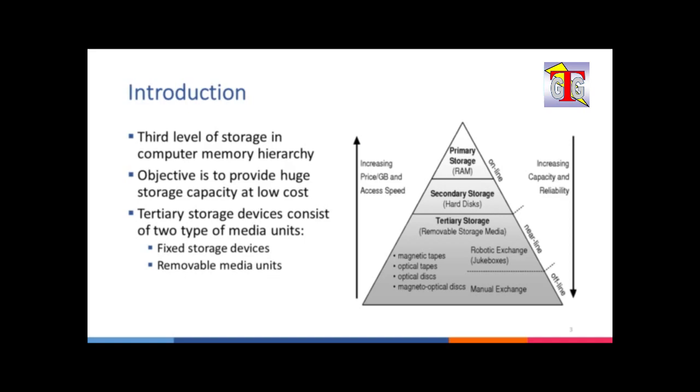First is the primary storage level, which consists of RAM, second is the secondary storage level, which consists of hard disk, and third is the tertiary storage level, which consists of removable storage media that is used for backup or archival purposes. In this presentation, our focus is on tertiary storage devices. The main objective of the tertiary storage level is to provide huge storage capacity at low cost. Several types of storage devices are available to be used at the tertiary storage level in hierarchical storage systems.